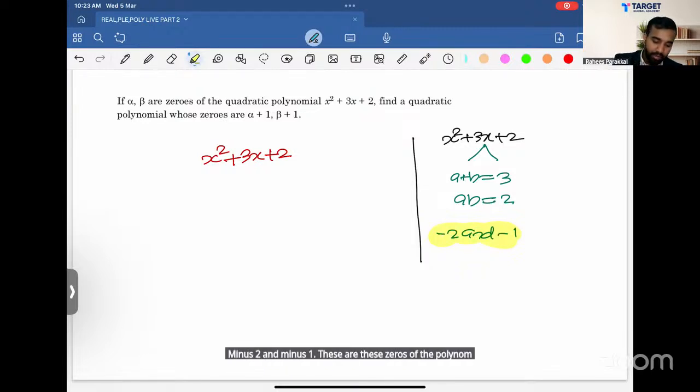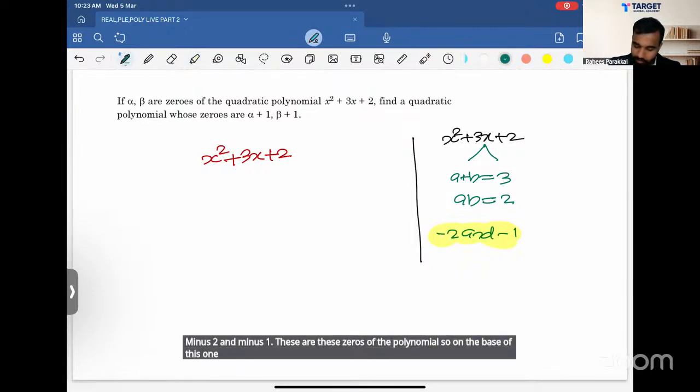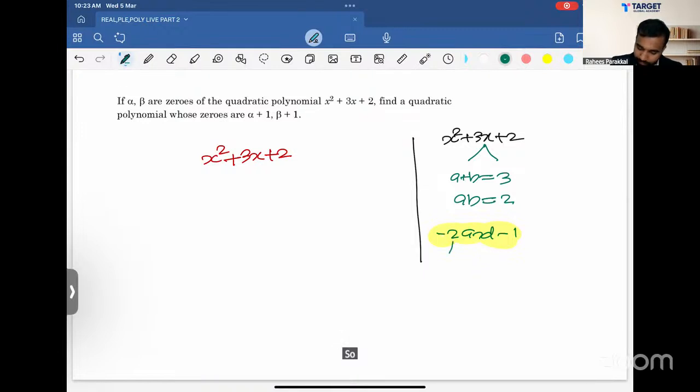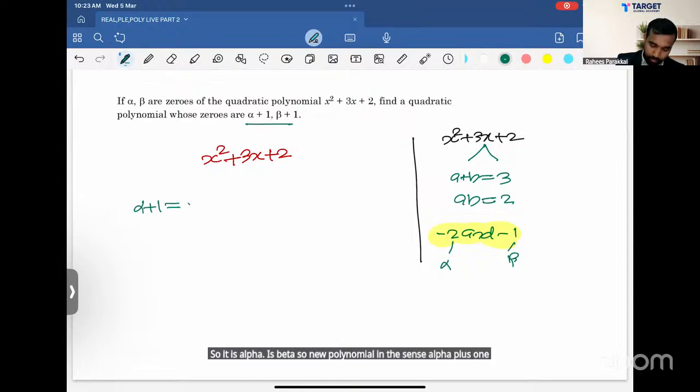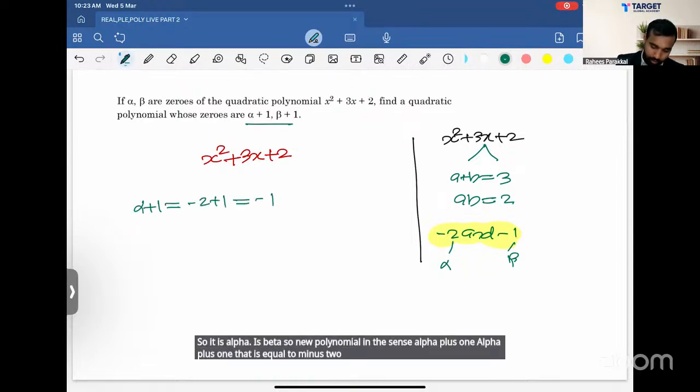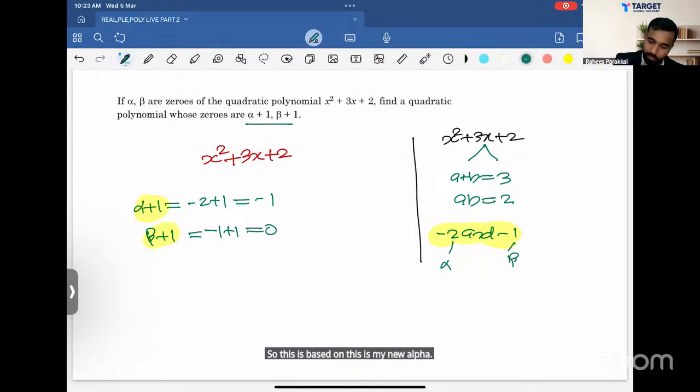On the basis of this, alpha plus 1. So it is alpha, it is beta. For the new polynomial, alpha plus 1 equals minus 2 plus 1, that is equal to minus 1. Beta plus 1 equals minus 1 plus 1, that is equal to 0. So this is my new alpha and new beta.